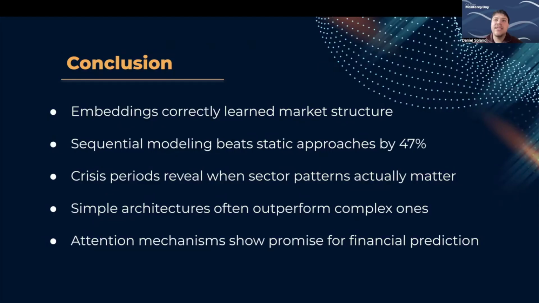So in conclusion, this research shows that embeddings correctly learned market structure and that systematic risk really does dominate most trading periods. Sequential modeling beats static approaches by nearly 50% when you account for temporal patterns. Crisis periods are when sector relationships actually matter for predictions. Simple architectures often outperform complex ones, and the attention mechanism shows real promise for financial prediction tasks. The implications extend beyond just better models. They give us fundamental insights into how financial markets actually operate.